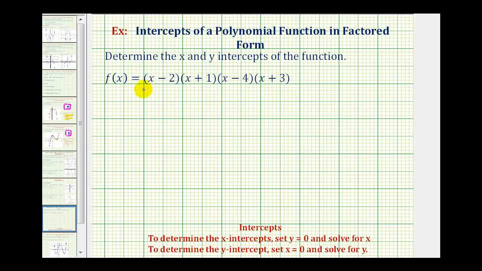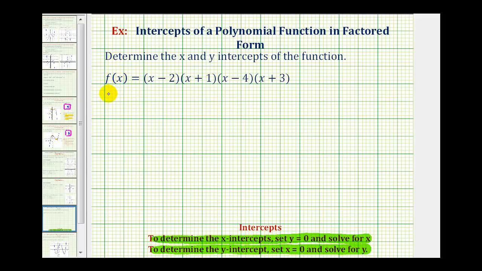In this problem, we're given a polynomial function in factored form, and we're asked to determine the x and y intercepts of the function. So for a quick review, in general, to determine the x-intercepts, we set y equal to 0 and solve for x, and to determine the y-intercept, we set x equal to 0 and solve for y. And remember, in function notation, f of x is equal to y.